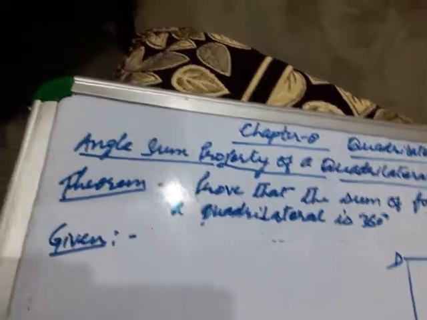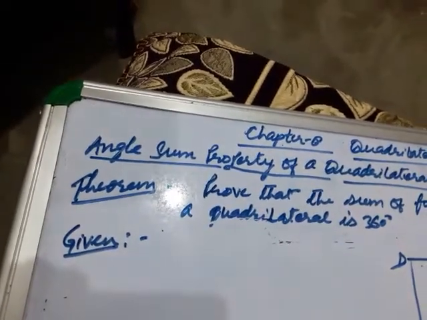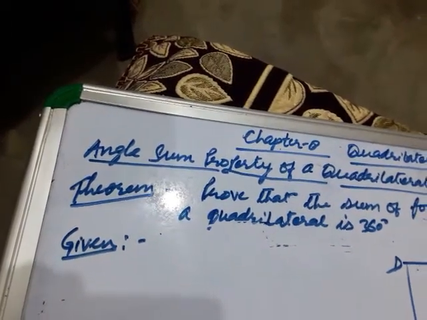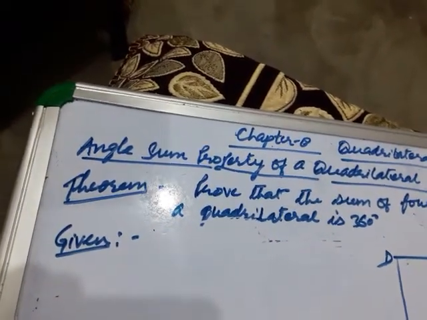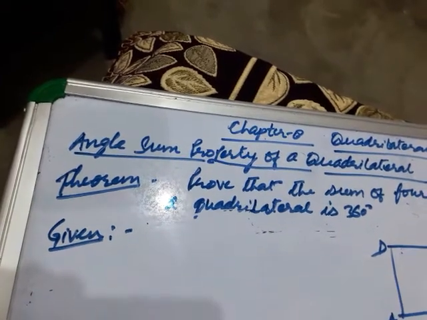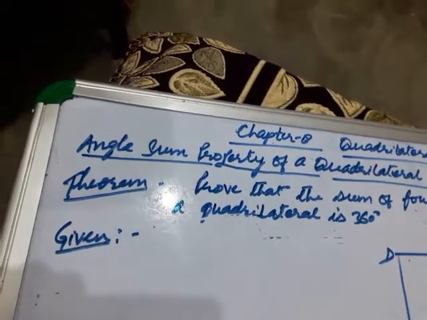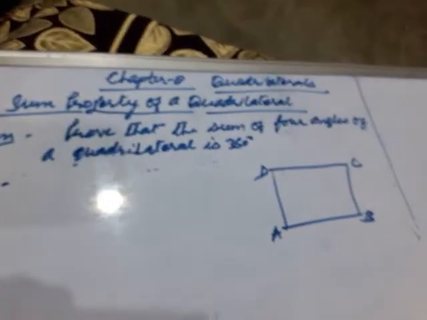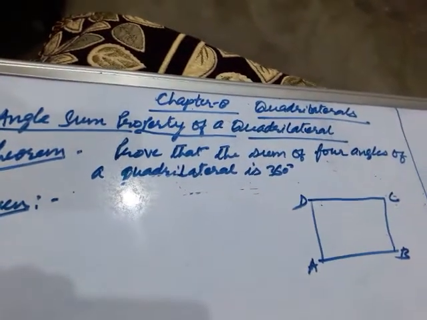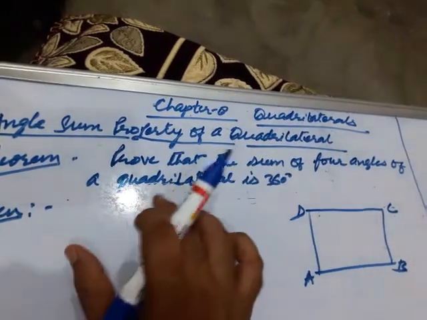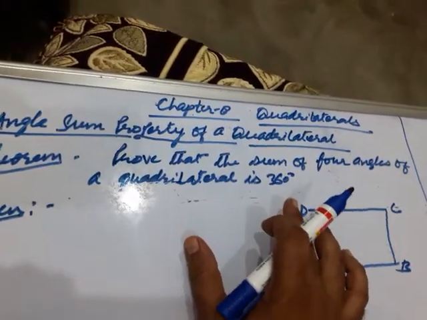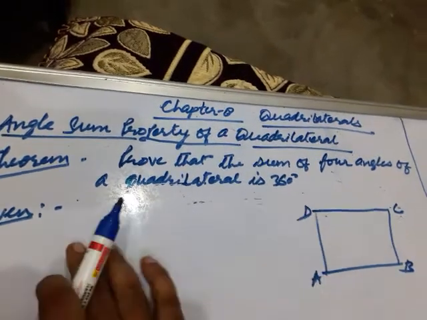Good morning, children. Let us resume chapter 8, that is quadrilaterals. Angle sum property of a quadrilateral. What is this? This is a theorem actually. Prove that the sum of four angles of a quadrilateral is 360 degree. So let us start proving.